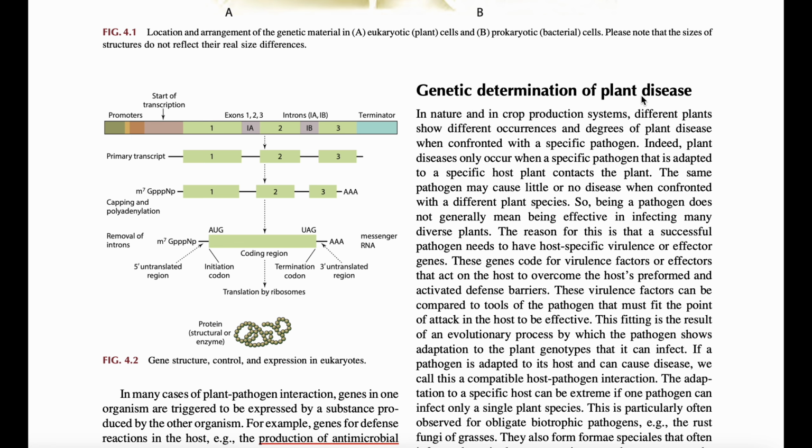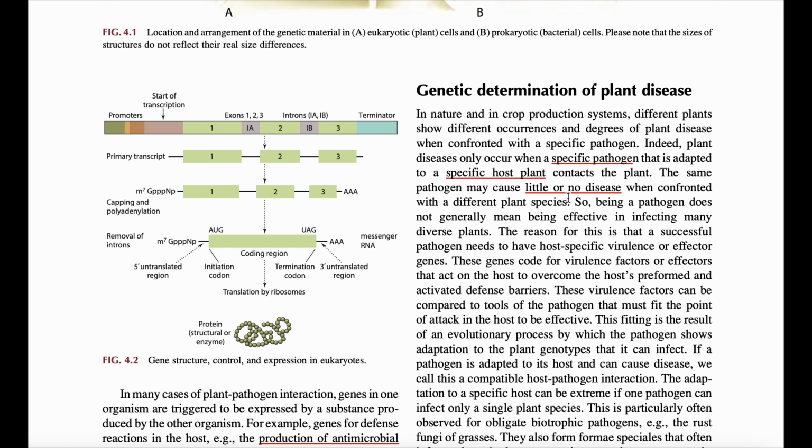Genetic determination of plant disease. In nature and in crop production systems, different plants show different occurrences and degrees of plant disease when confronted with a specific pathogen. Indeed, plant diseases only occur when a specific pathogen that is adapted to a specific host plant contacts the plant. The same pathogen may cause little or no disease when confronted with a different plant species.